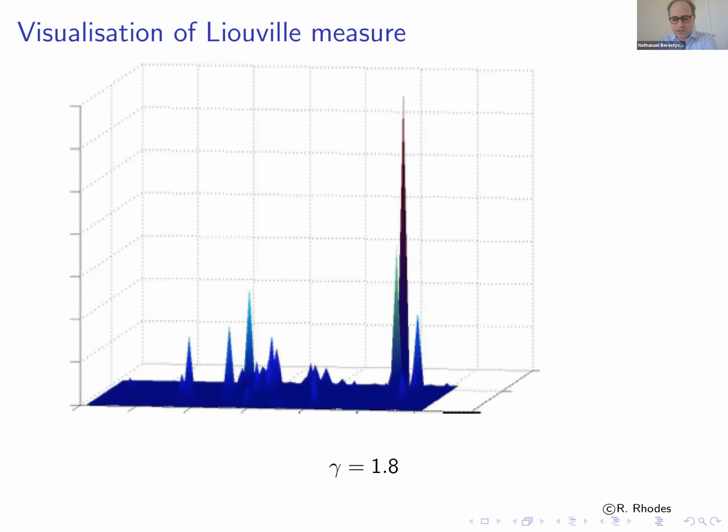It turns out this is the critical value after which the measure degenerates to 0. But for any gamma that's less than 2, there is really a measure about which we know a lot. And the bigger the gamma is, the more this measure is singular with respect to Lebesgue measure.